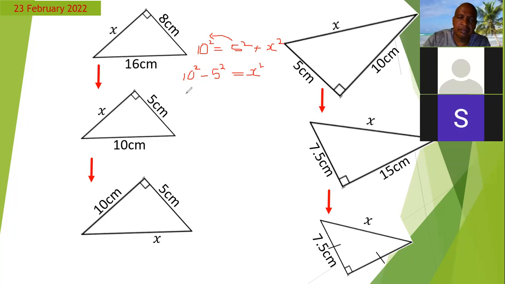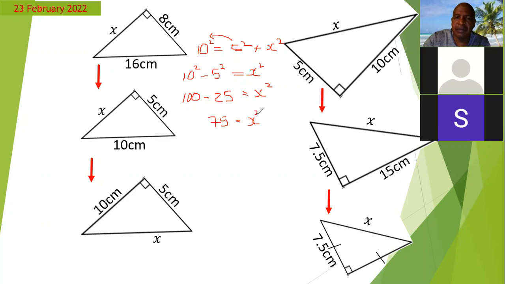10 squared is 100. So 10 squared gives us 100. Minus 25, because 5 squared is 25, is equal to x squared. All right, so when you do your subtraction, what do you get? 100 subtract 25, 75. So you have 75 is equal to x squared.